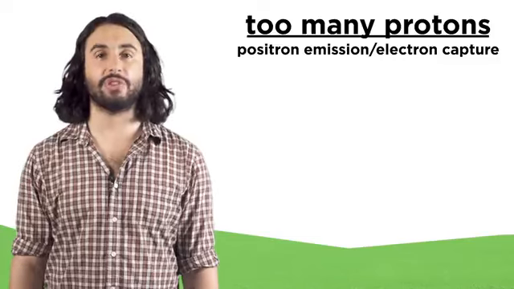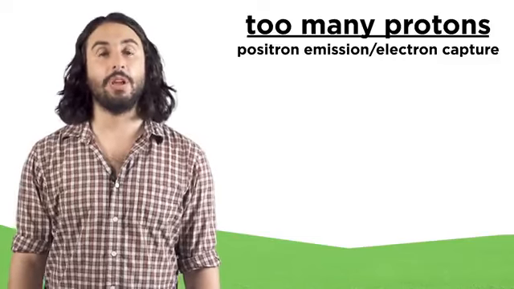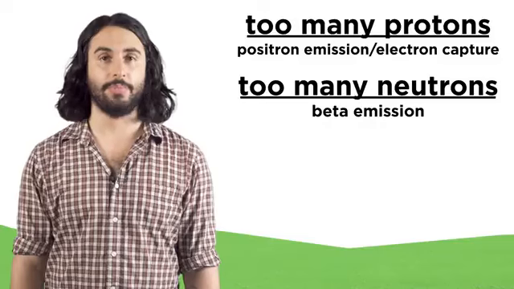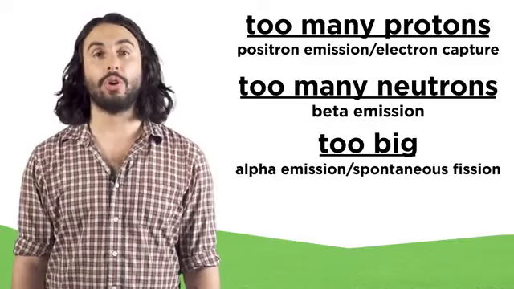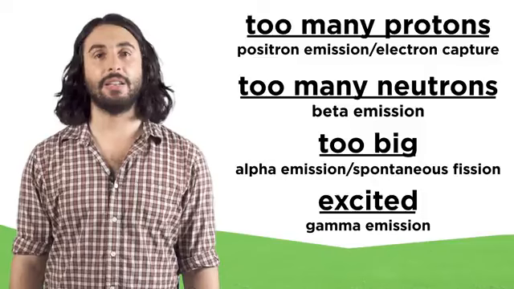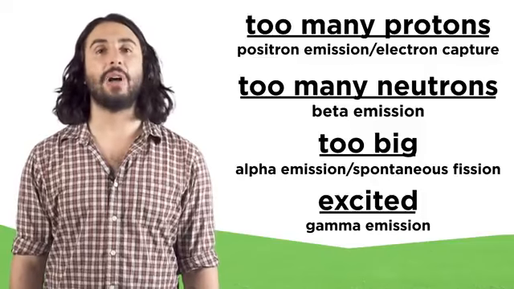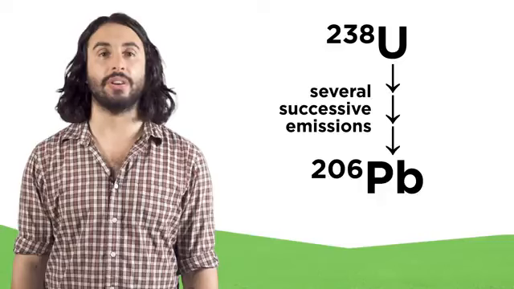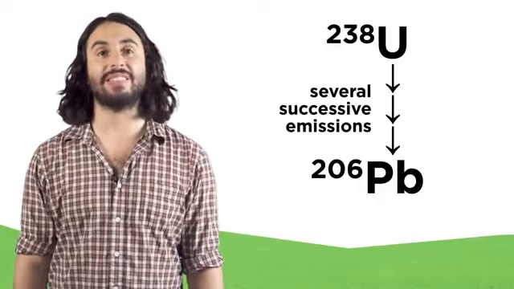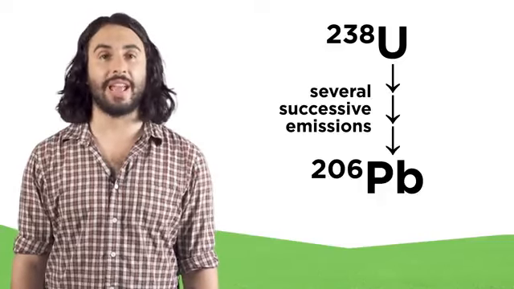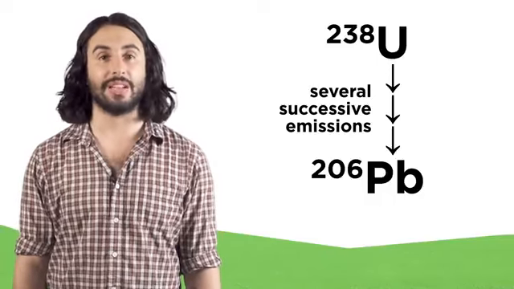So we can predict what kind of nuclear decay a nucleus might undergo by looking at its condition. Is it too large? What's the proton to neutron ratio? Each decay process has its typical cause. Too many protons, positron emission or electron capture. Too many neutrons, beta emission. Too big, alpha emission or spontaneous fission. Excited, gamma emission. An unstable atom can undergo a radioactive decay series that over multiple emissions generates a stable nucleus, like uranium-238, which eventually becomes lead-206.